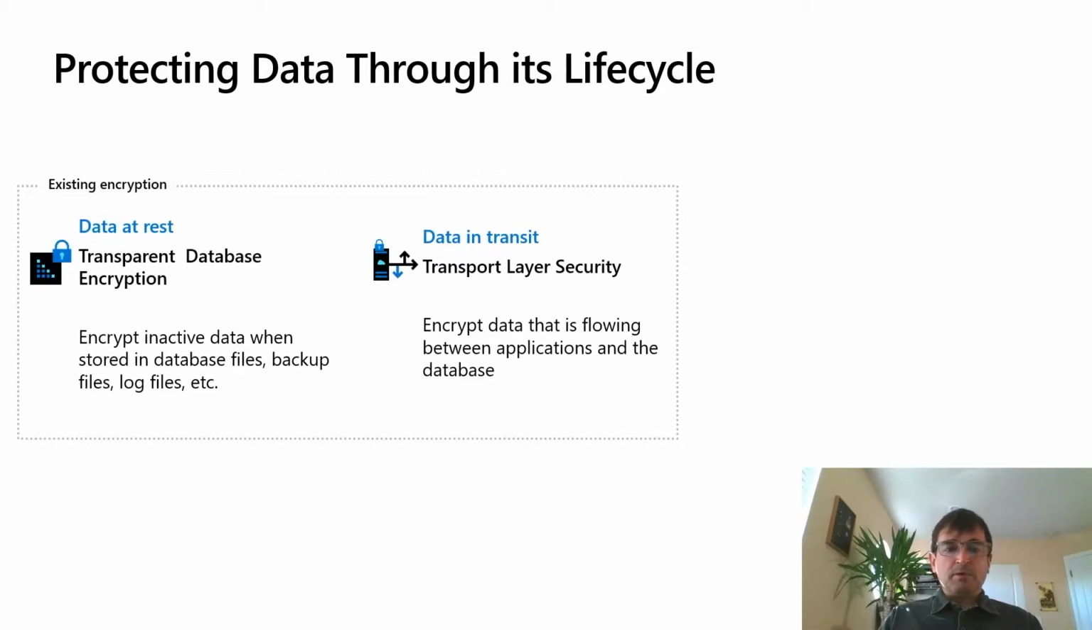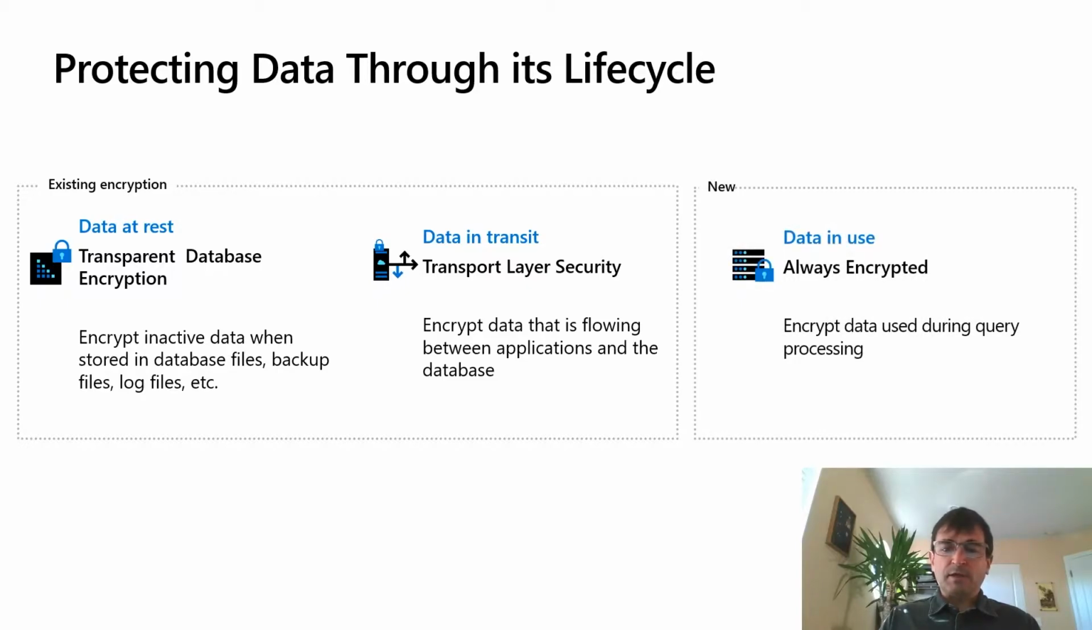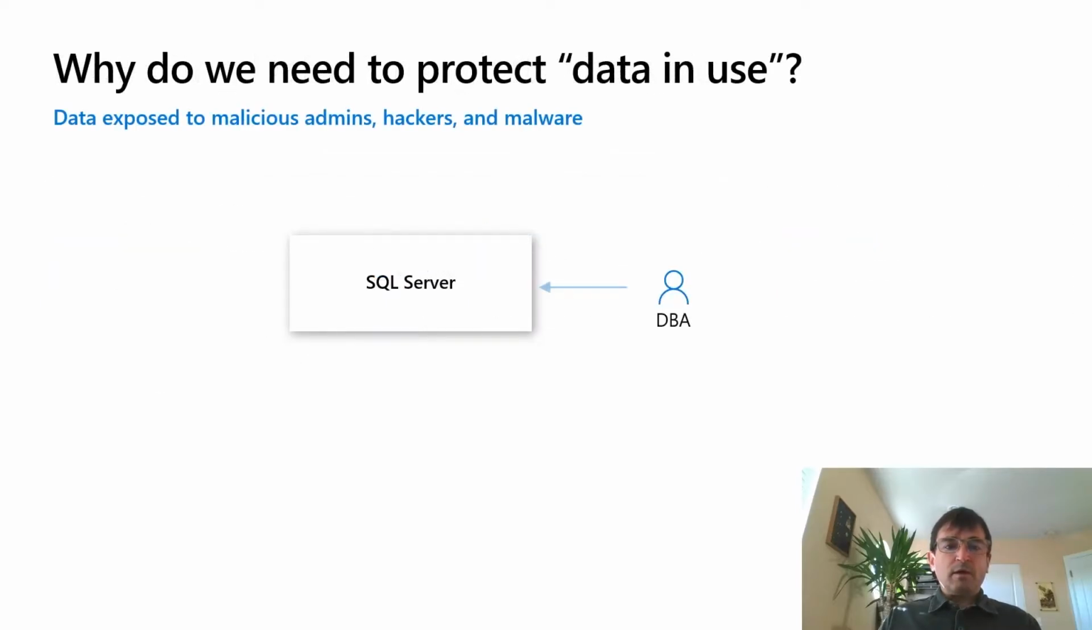As you probably know, relational database systems traditionally provide solutions for protecting data at rest and in transit. In SQL Server, these roles are fulfilled by transparent database encryption and transport layer security. However, neither technology helps protect sensitive data in use, and that's the gap Always Encrypted is trying to address. So why is protecting data in use important?